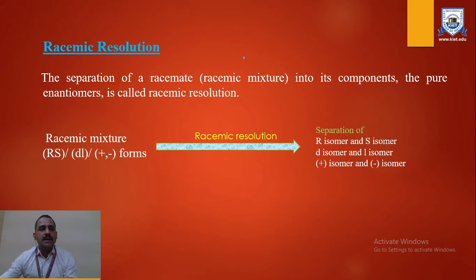Now I am coming to the next topic, that is racemic resolution. So dear student, racemic resolution is a particular procedure by which we can separate out the different forms of isomers. In the racemic mixture you can see all the forms are present in equal proportion or 50:50 proportion. But once we apply the racemic resolution procedure, we can separate out the R or S form, D or L form, same with plus and minus forms of isomers.